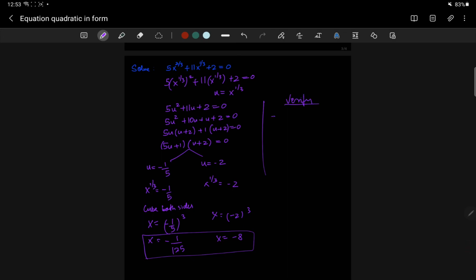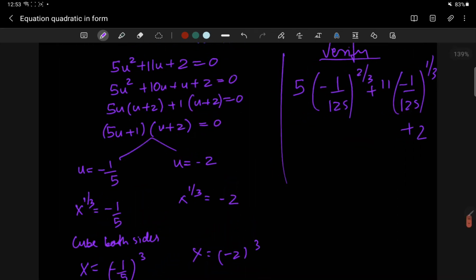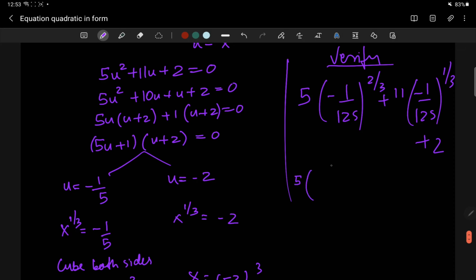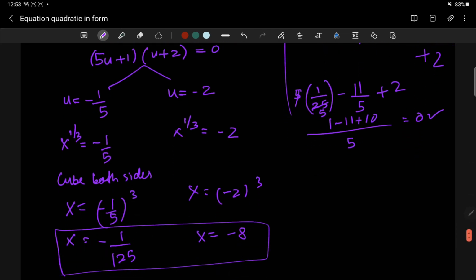Verify. I have 5 times negative 1 over 125 to the 2/3, plus 11 times negative 1 over 125 to the 1/3, plus 2. So what does that come out to? The cube root of 1 over 125 is 1 over 5. Because of the negative, it becomes negative 1/5, and you square it, so 1 over 25, times 5. But the middle term will remain negative, plus 2. You get 1 minus 11 plus 10, and that's 11 minus 11, which is 0. So that works out fine.